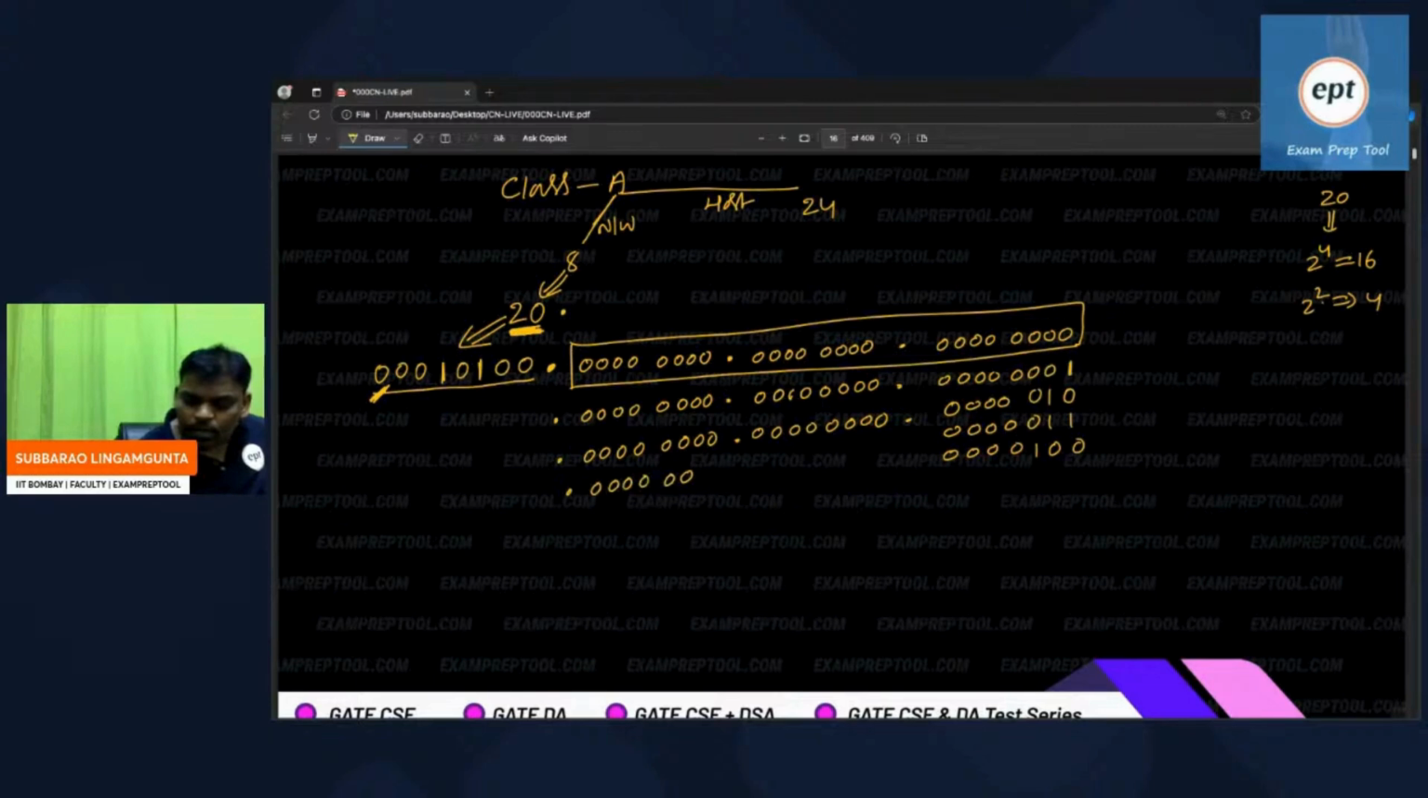See, network part is 20. This 20 fixed. Network fixed. Hosts are keep on changing. How many hosts possible? All zeros to all ones. It will continue. Can you see the last one? All ones.